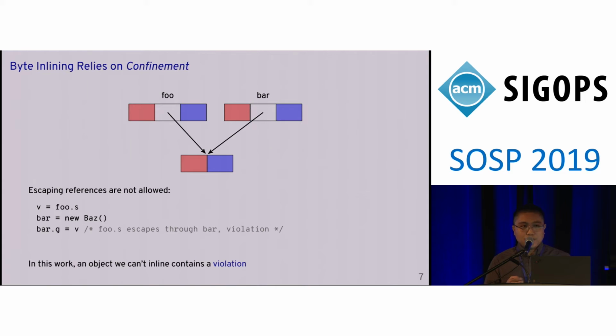Why is this a problem? If we don't transform all of the code, then part of the code expects objects and part of it expects bytes, and we could break semantics. For the rest of the talk and in our work, if we find such a case that breaks confinement or the second property, I'll refer to this as a violation.